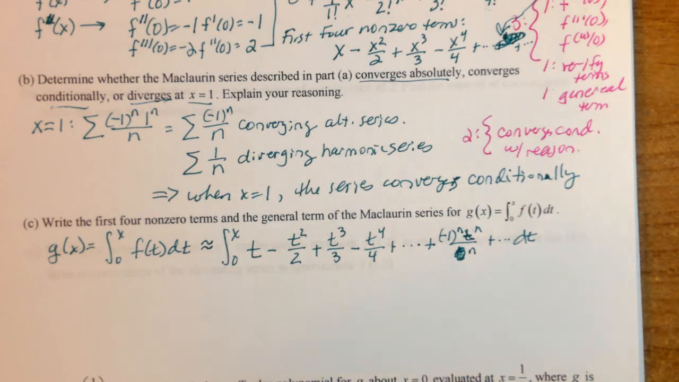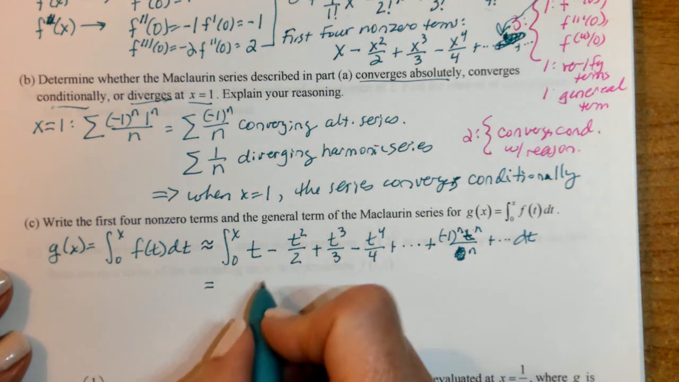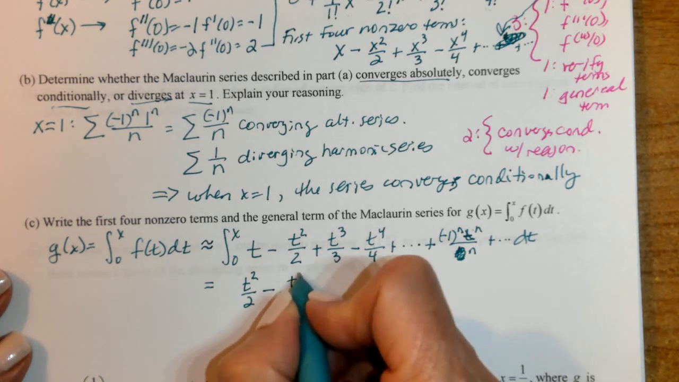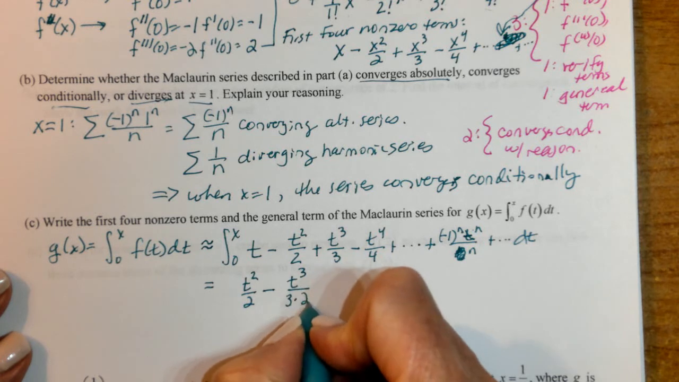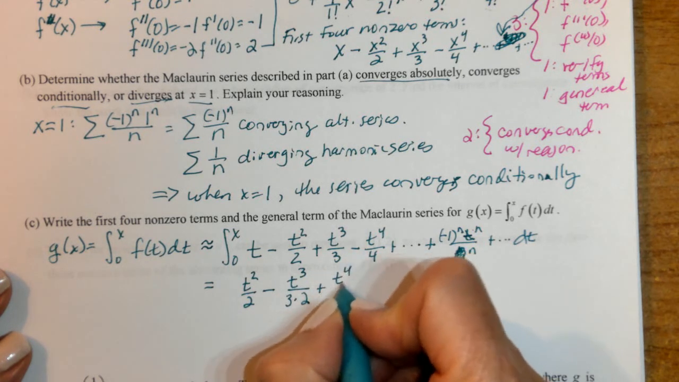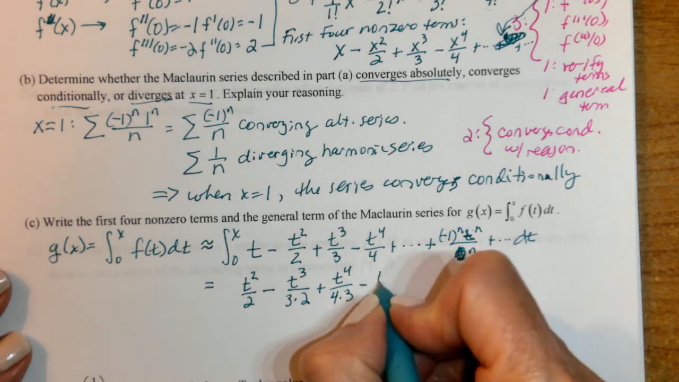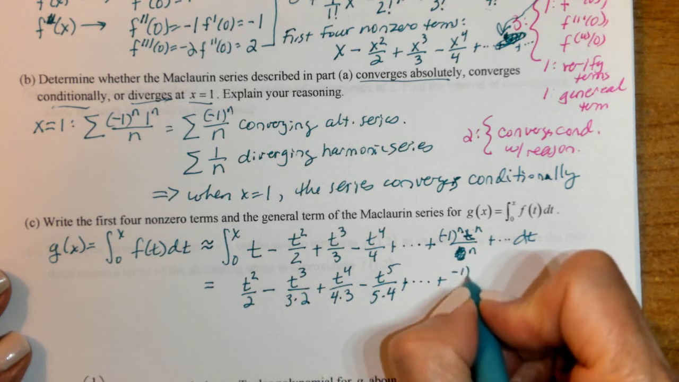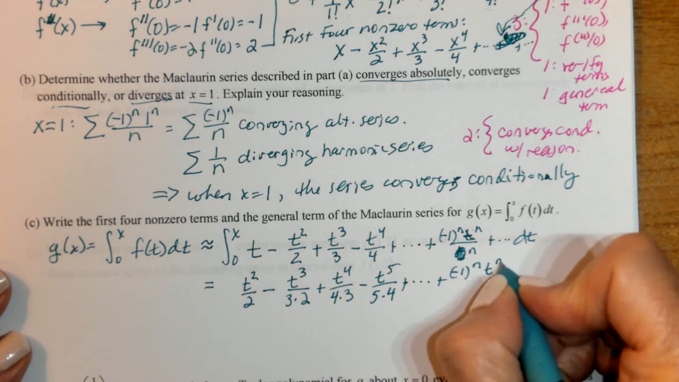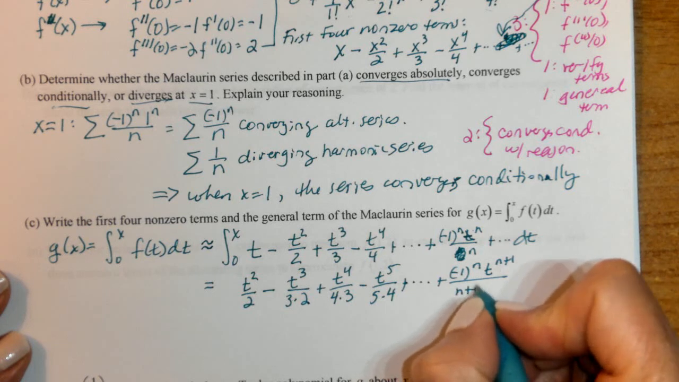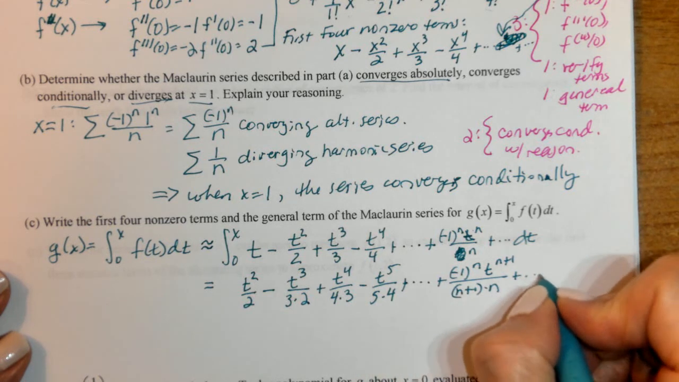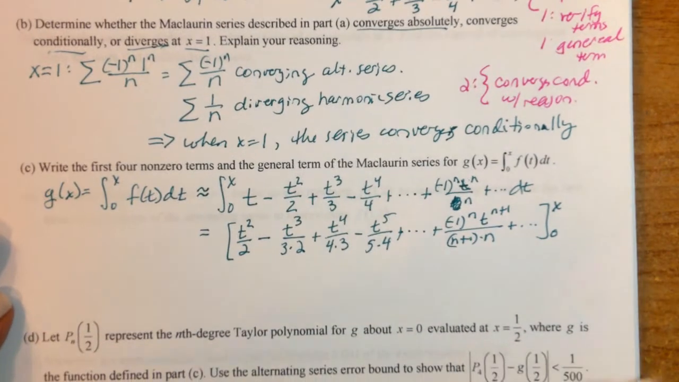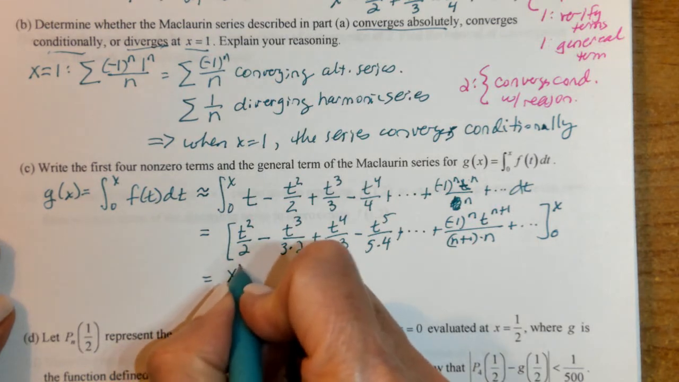Okay, so this is going to be t squared over 2 minus. Raise your power by 1, divide by your new power. Raise your power by 1, divide by your new power, keep on going. And even here, we can raise the power by 1, divide by our new power. And we are evaluating that from 0 to x. Replace every t with x.